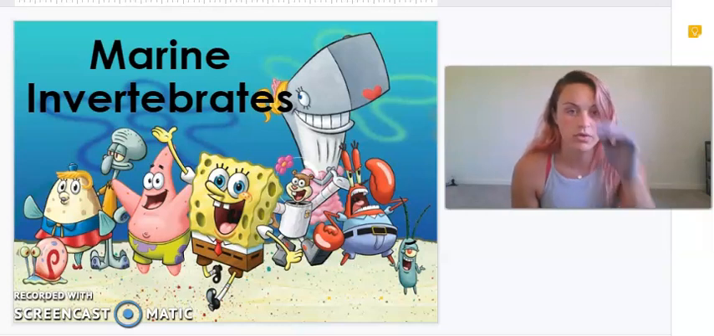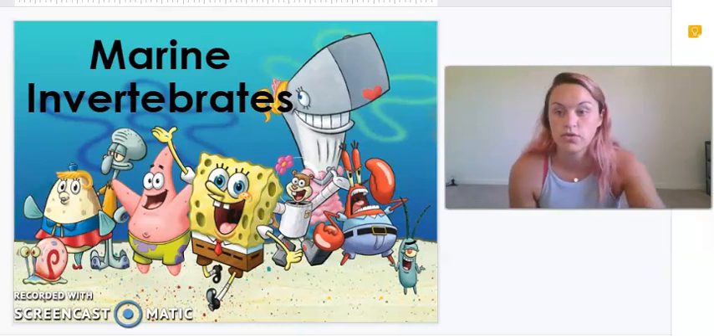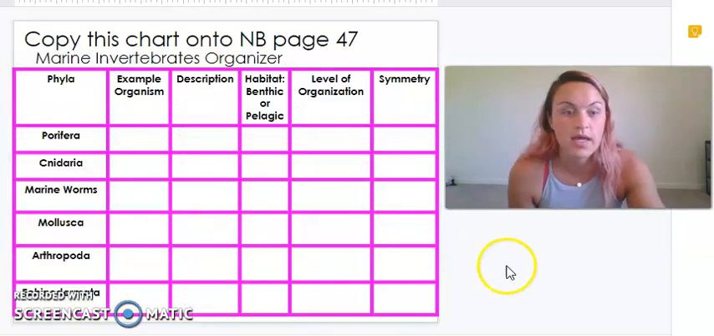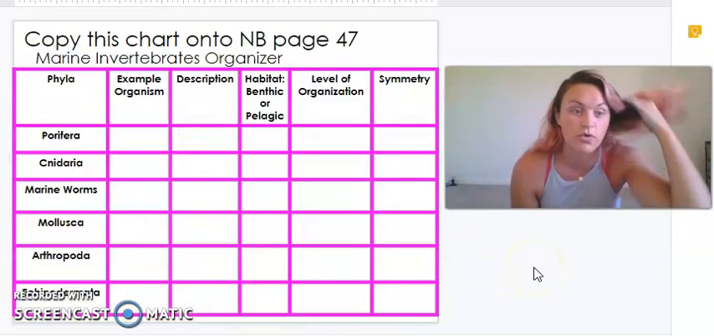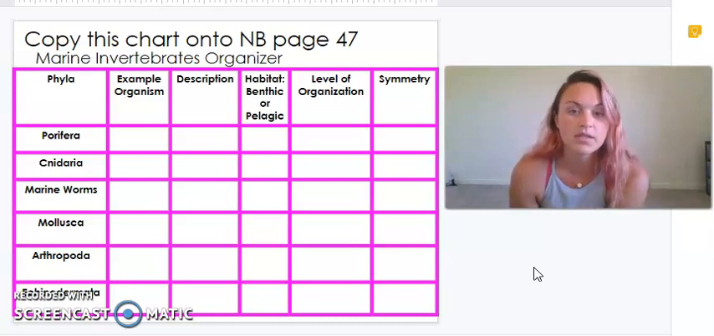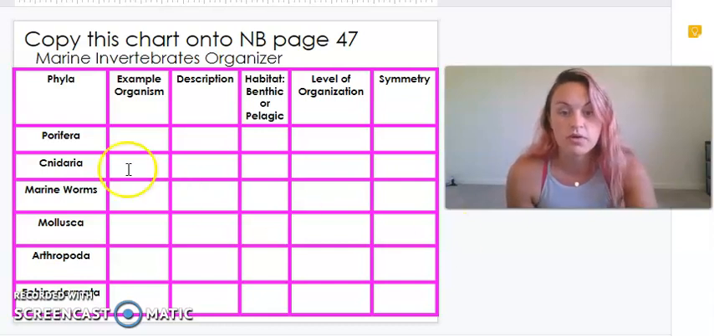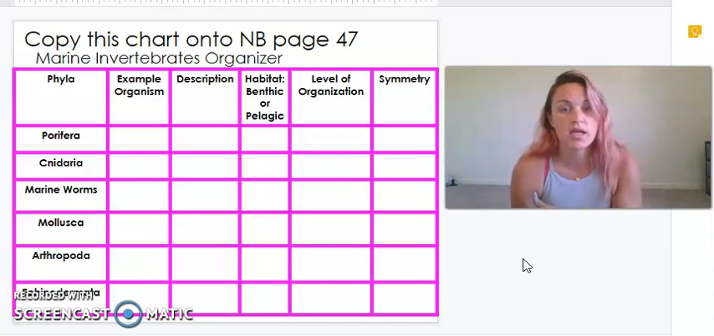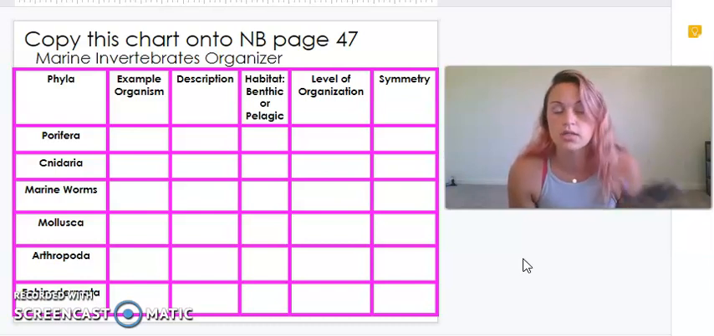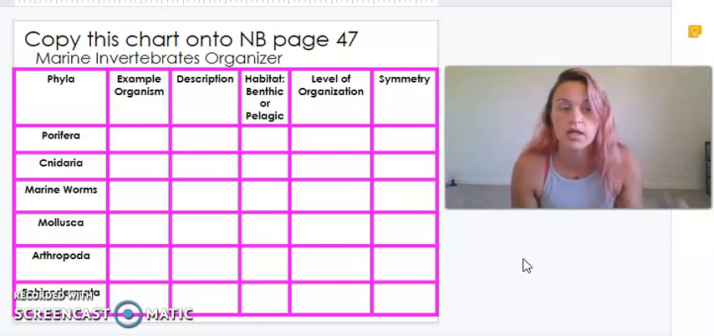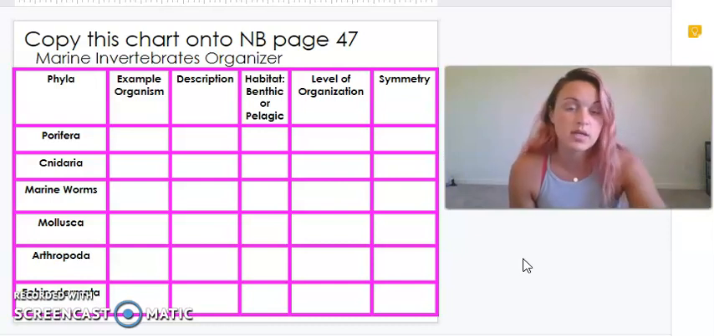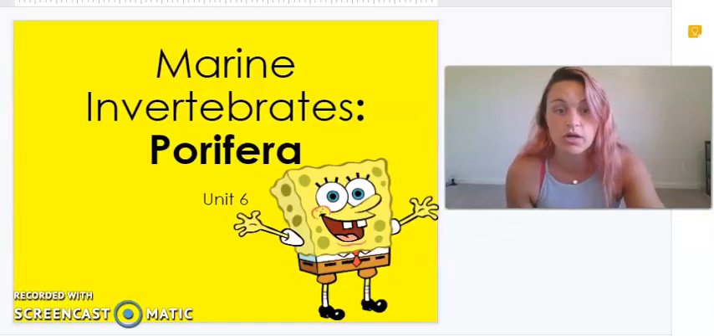So as we're going through this, there are two different ways that you can do this set of notes for this week. You should have already copied down this marine invertebrates organizer on page 47 in your notebook. As we go through the notes for the phylum Porifera, which is your very first line, you can fill them in as we go and then go back in and rewrite your notes in your notebook. Or you can copy the notes as we go through the video and then fill in this chart at the end. So up to you how you want to do that, but both the chart and the notes do need to go into your notebook. So check that table of contents to see which page those are going on.